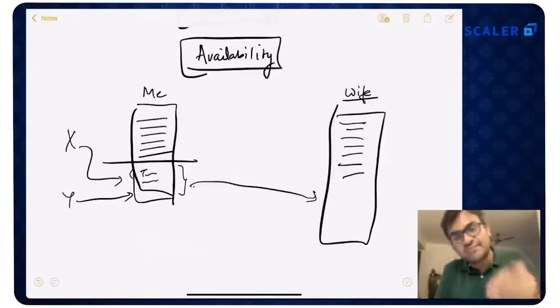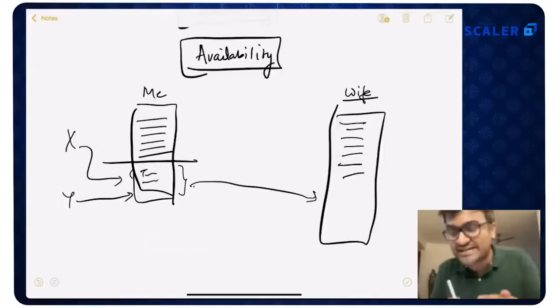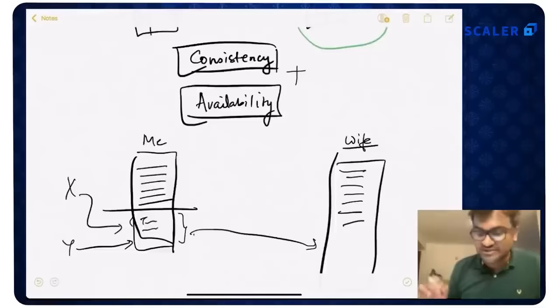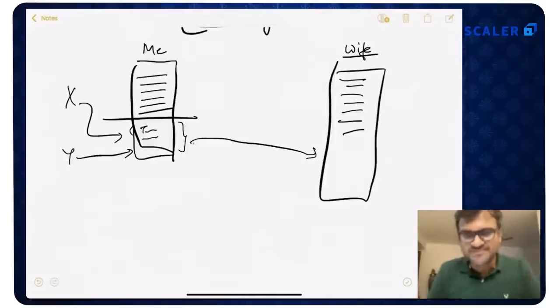Since my wife will come back and she will actually catch up with whatever new entries are there in my diaries before answering any phone call. So we're also consistent, which is great. Things are going super good. And then comes another problem.